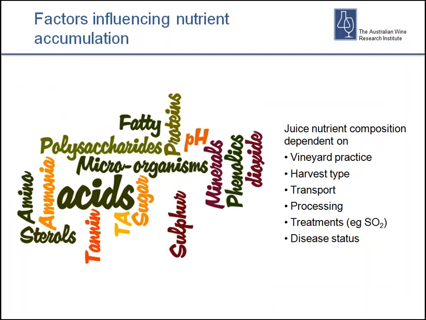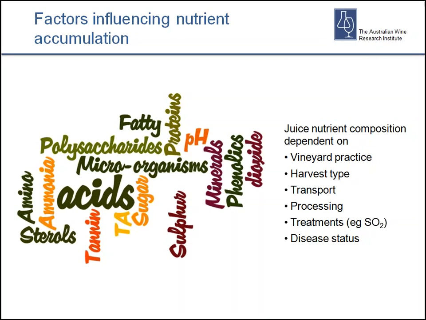Basically, as everyone's probably fairly familiar, there's only two major sources of nutrients for fermenting yeast: the stuff that comes from the grape, and the winemaker. Nutrient levels in juice can be influenced by a whole range of conditions, including vineyard practice, harvest type, transport, processing, treatments such as SO2, disease status, and microorganism load. As a result, the actual availability of nutrients to fermenting yeast is highly variable.